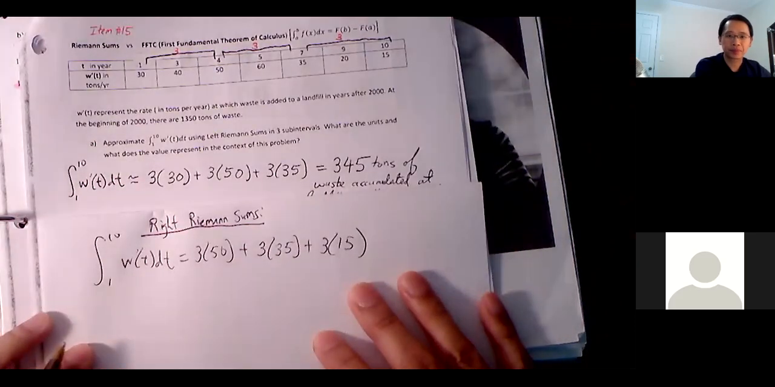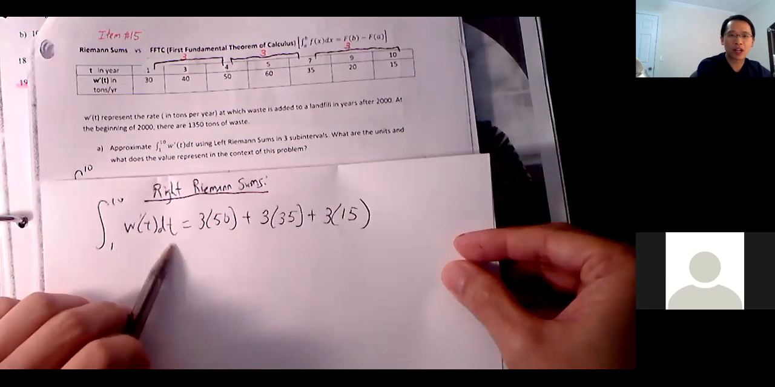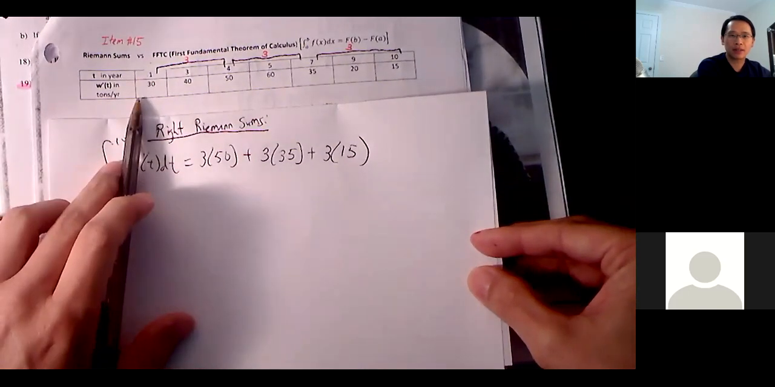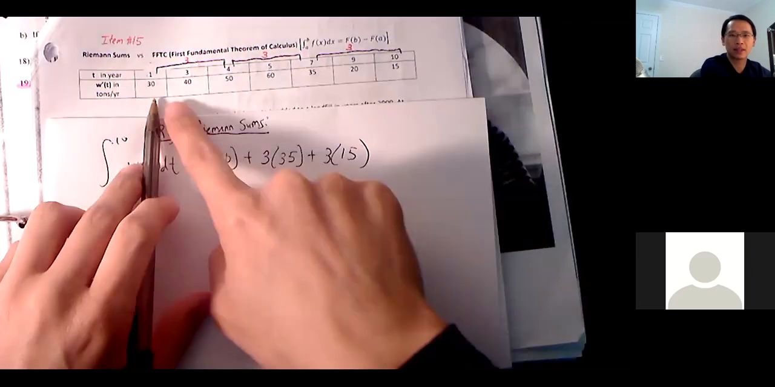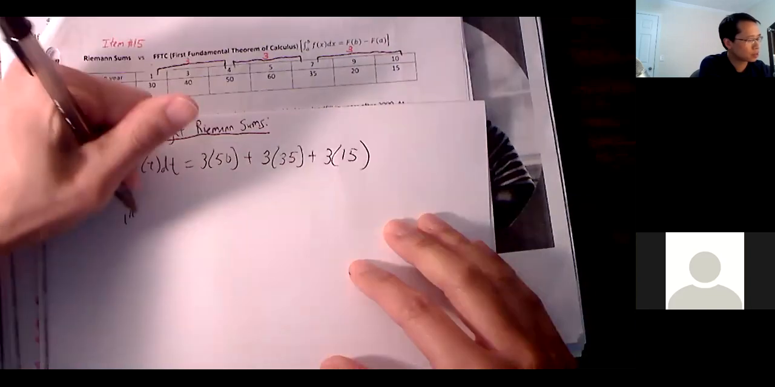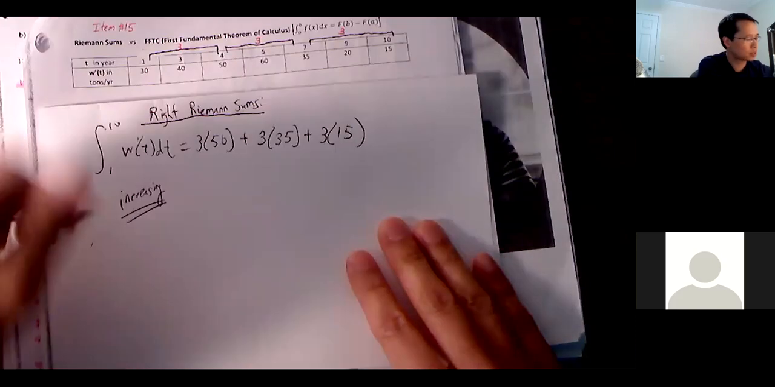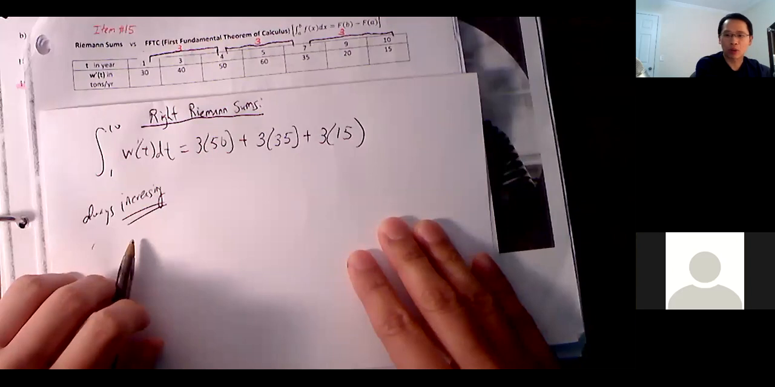Okay. Sometimes a problem may say, is this going to be an under approximation or over approximation? So let's say that this problem is, okay, we see that's not the case. Well, let's say this graph is always increasing. Okay, so that's always increasing. Let's say we're doing right Riemann sum, always increasing. Is it going to be an under approximation or over approximation?